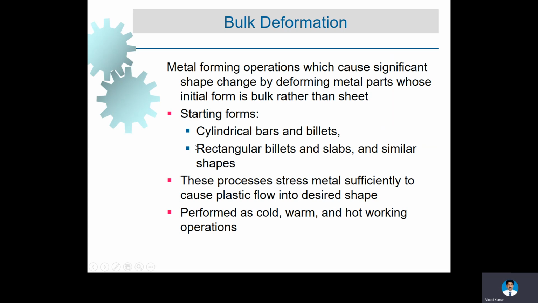The starting materials for bulk deformation process are cylindrical bars, billets, etc. Cylindrical bars and billets can be rectangular or circular in shape. These processes involve a compressive stress to produce plastic flow into the desired shape. This can be performed in cold condition, warm condition, or hot condition.